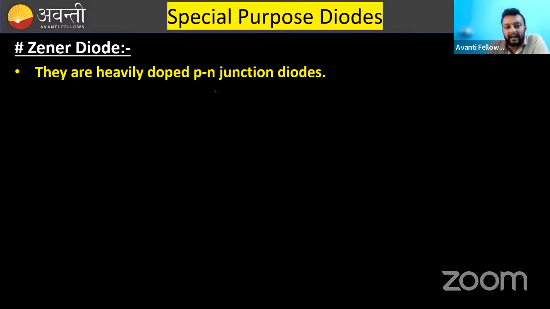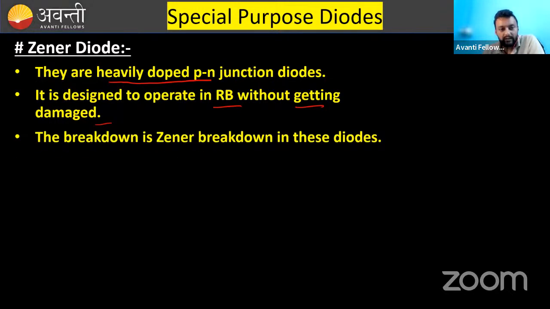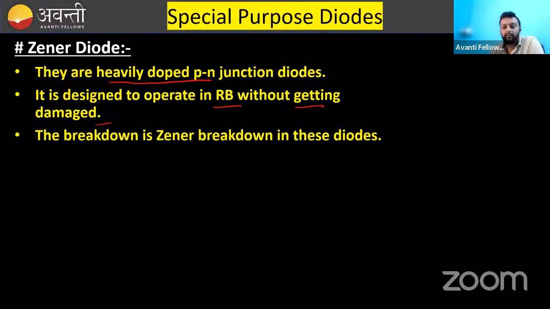One quality is they are heavily doped. Mark my word, they are heavily doped. Doping means the amount of impurity you are adding. Another point, it is designed to operate in reverse bias without getting damaged. They will not get damaged if you operate them in the reverse bias condition, in the breakdown region. The breakdown is Zener breakdown in these diodes.